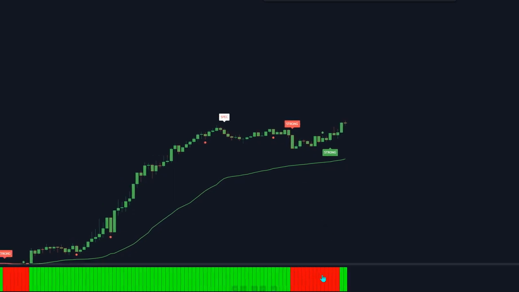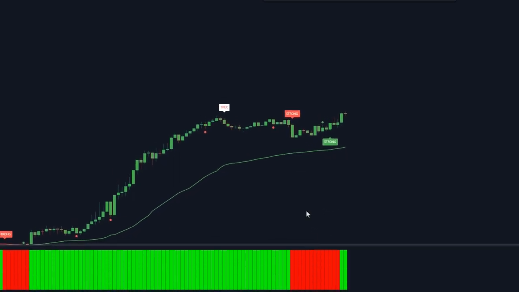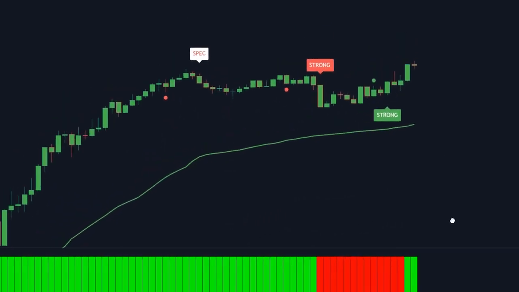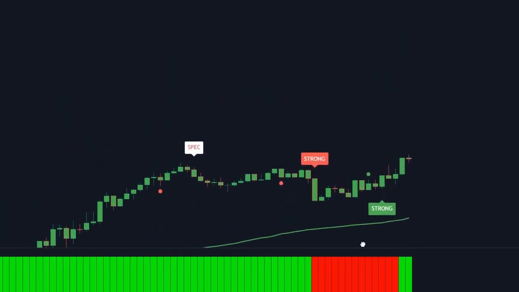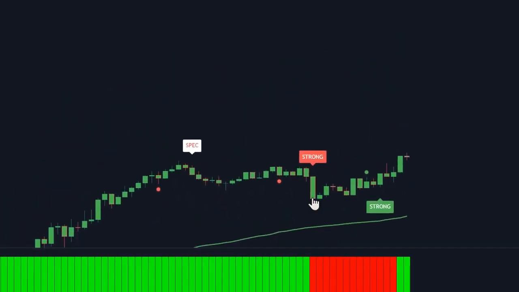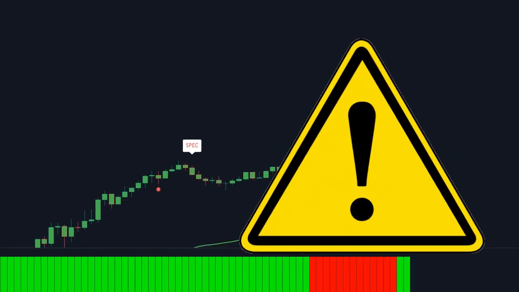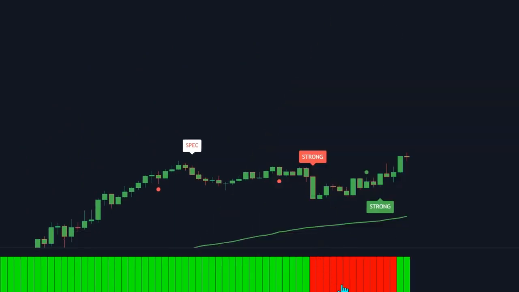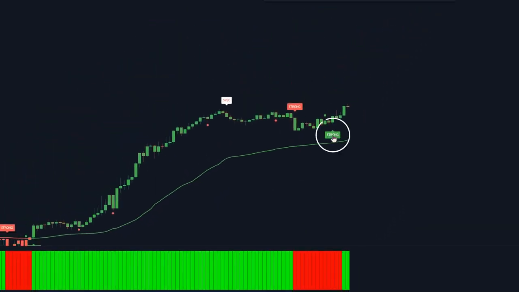Third, during the pullback, the price should not close below this green moving average. It can touch it with a wick, but it shouldn't close below it. If it happens to close below it, that setup becomes invalid. In this particular trade example, we can see that it didn't even touch it with a wick, which makes this entry a valid entry.